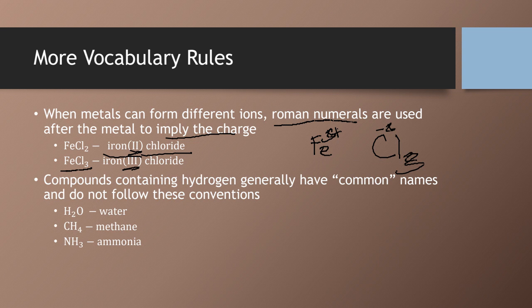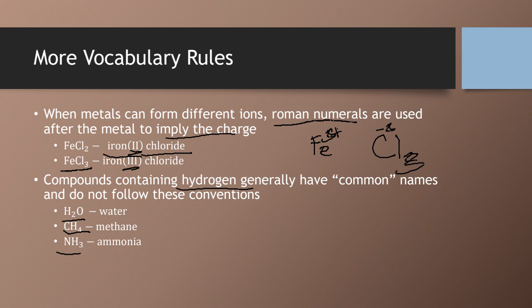And then some compounds that contain hydrogen, or just some compounds sometimes, have generally accepted common names that we don't really use any type of systematic naming for. Water is not called dihydrogen monoxide. It's just water. Methane is CH4, ammonia is NH3. And so some of these just have common names.